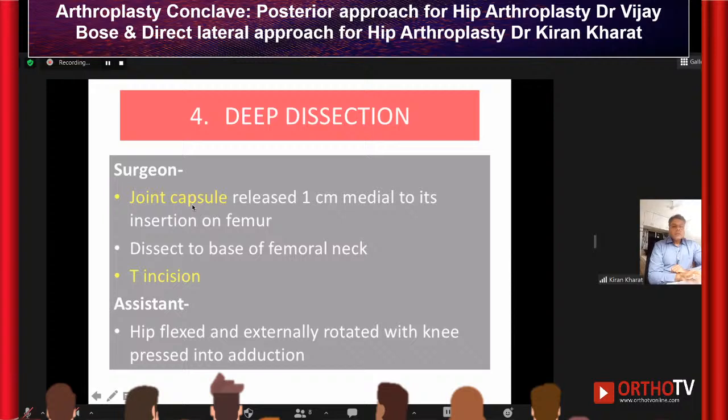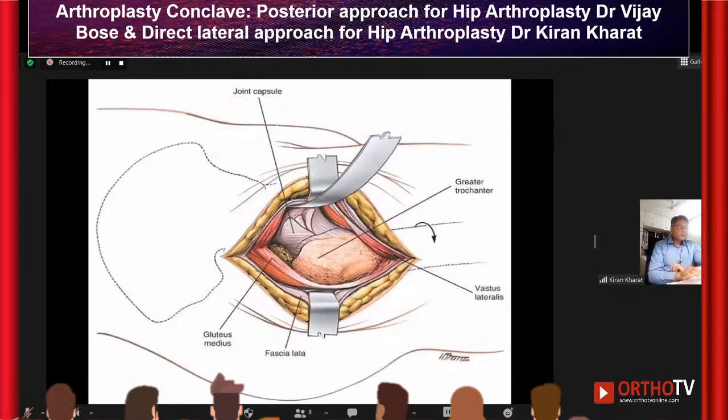The capsule is released, and the way I do it is like a T-shaped incision where the vertical limb of the T is along the neck and the transverse limb is along the ridge of the greater trochanter. And here you can see in this diagram, this is the vertical limb, and by digital palpation, you can know where to cut it. And then this transverse limb is along the trochanteric ridge.